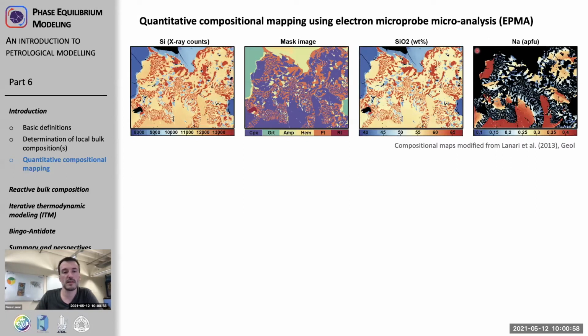And as Matt Kohn nicely put it in a paper in 2000 or 2001, with this method, you can really quantify the compositional variability of your mineral phases at the scale of the thin section. And actually, we do that much more precisely than we can model those mineral compositions.